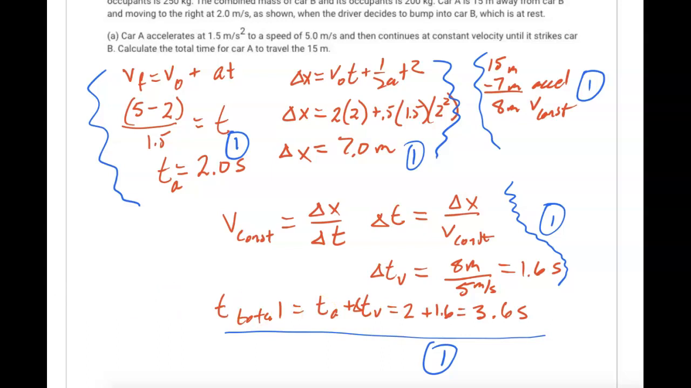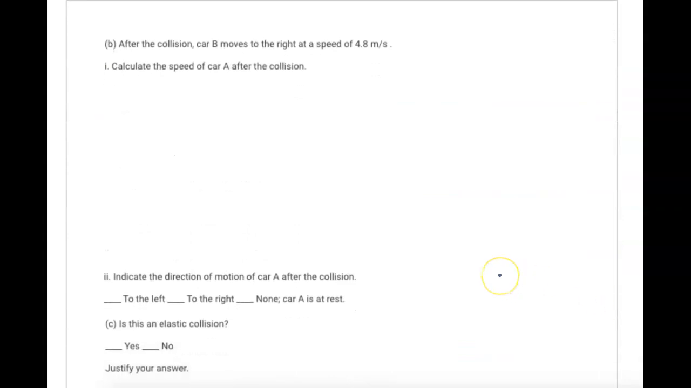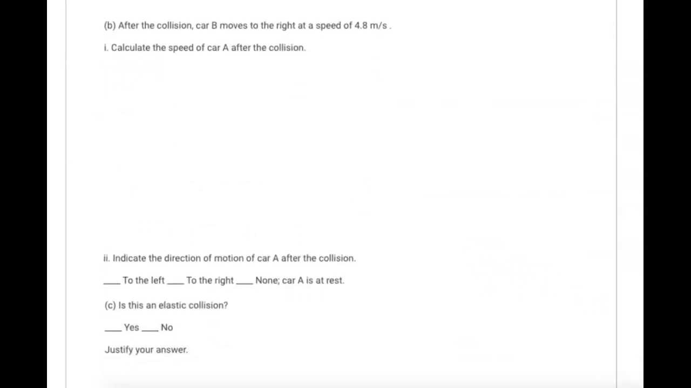So this is actually 1, 2, 3, 4, 5, and sometimes they will combine these 2 points. So this might actually be just worth 1 point, kind of depending on what they would do that year. For letter B, it says, after the collision, car B moves to the right at a speed of 4.8 meters per second. They want us to calculate the speed of car A after the collision.